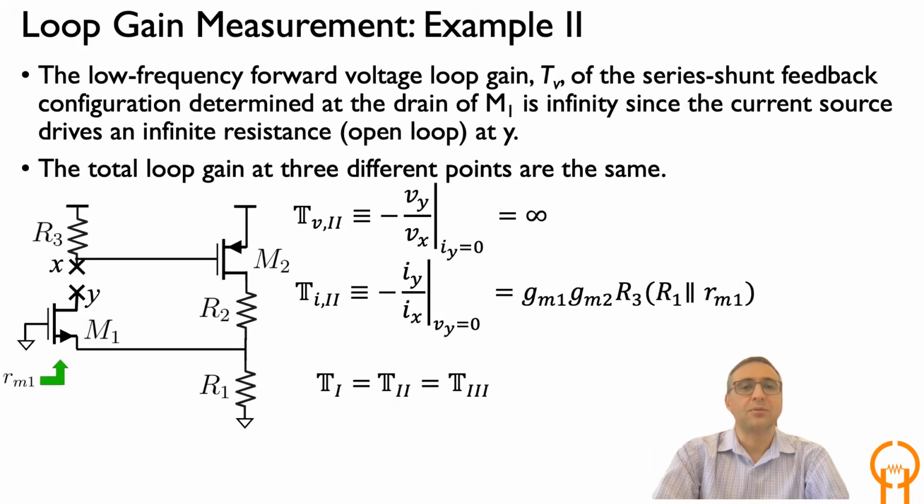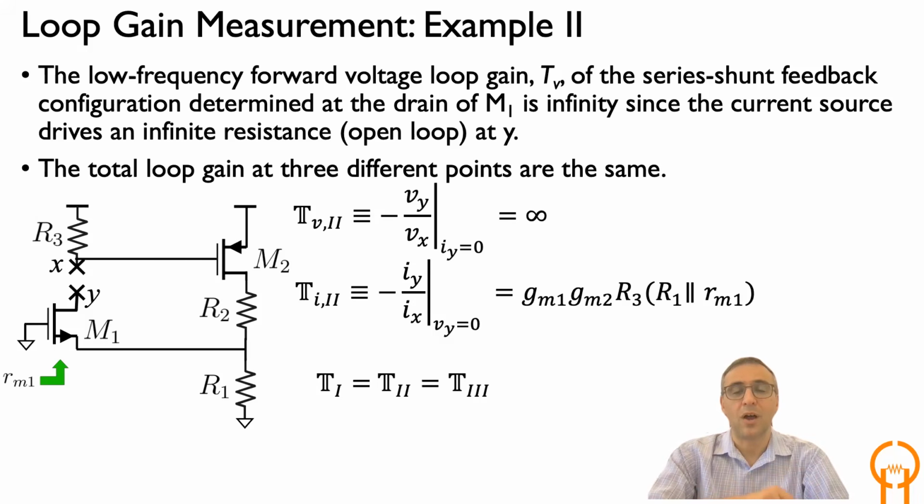Now, as a third example, let's break this loop at the third place, and this is basically at the drain of M1. If you break it there and apply a voltage source at Vx, the interesting thing is that whatever that voltage is goes around and will drive the source of M1. However, since the drain of M1 is left open and we are ignoring ROs here, that could produce an infinite voltage, because it's as if you have a small signal resistance of infinity at the drain. So the voltage loop gain is going to be infinity, but the current loop gain, you can easily calculate it to be this expression given here, which is again from the previous 2 examples.